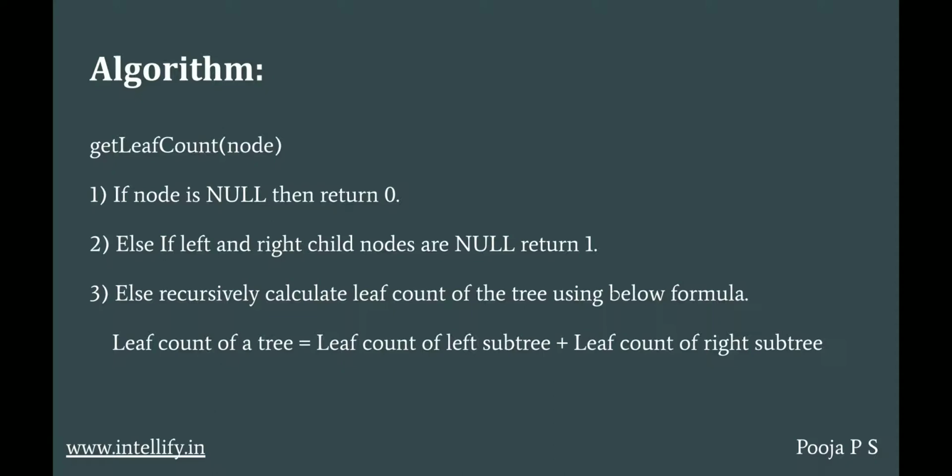Else, if they are not null, then we are recursively calculating the leaf count of the tree using this formula, that is, leaf count of a tree is equal to leaf count of left subtree plus leaf count of the right subtree. So when we calculate, we will get the leaf count of a tree.